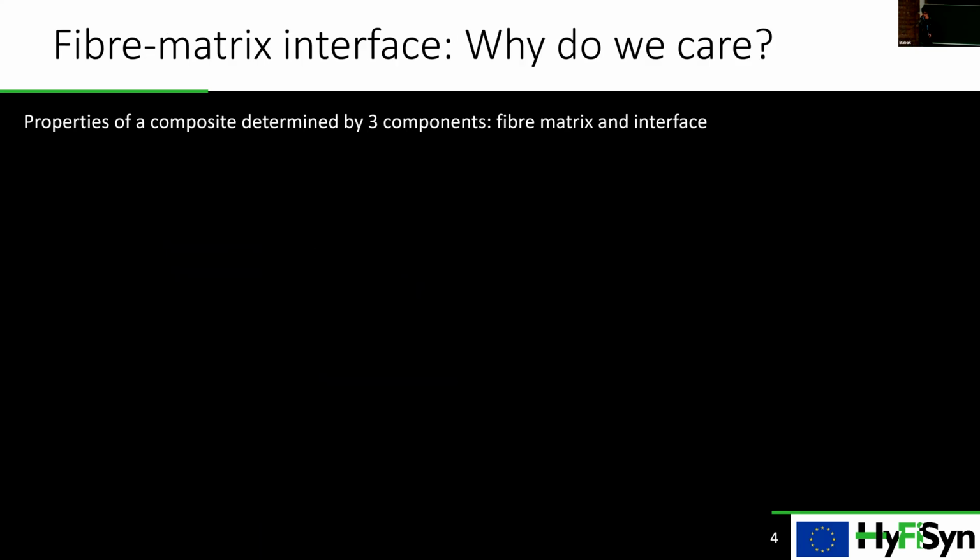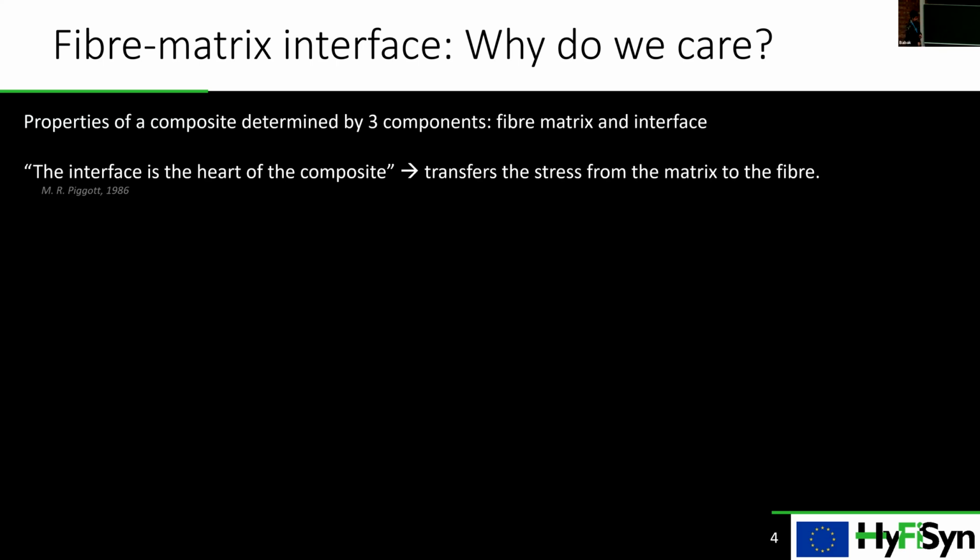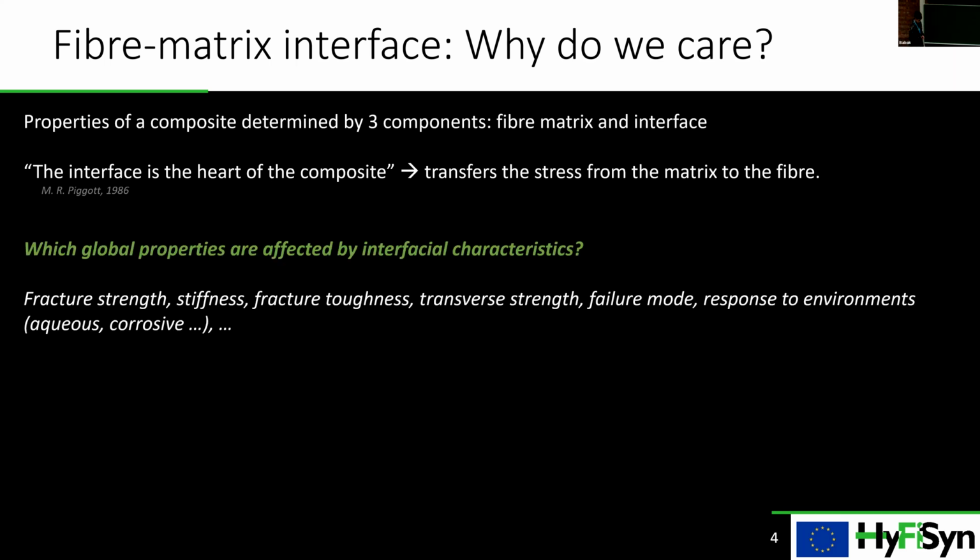Okay, as you know, the properties of a composite are determined by 3 components: fiber, matrix, and of course the interface. So in the literature, the interface is regarded as the heart of the composite. Why is that? Because the interface has this vital duty to transfer the stress from matrix to the fiber. And you would ask which global properties are affected by these interfacial properties. Among many, it is fracture strength, stiffness, fracture toughness, transverse strength, the failure mode of the composite, and also its response to the environment.